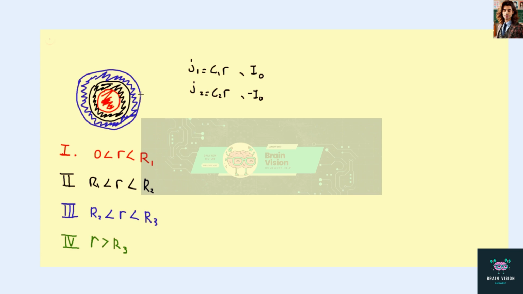Okay, so we have quite the setup in this problem. We have a coaxial cable, and in this middle part of it, there's three distinct regions. In this middle part, we have current going one direction with total current I naught. Then we have an insulating layer, the black here, and this outer blue region, we have current going in the opposite direction of total current negative I naught.